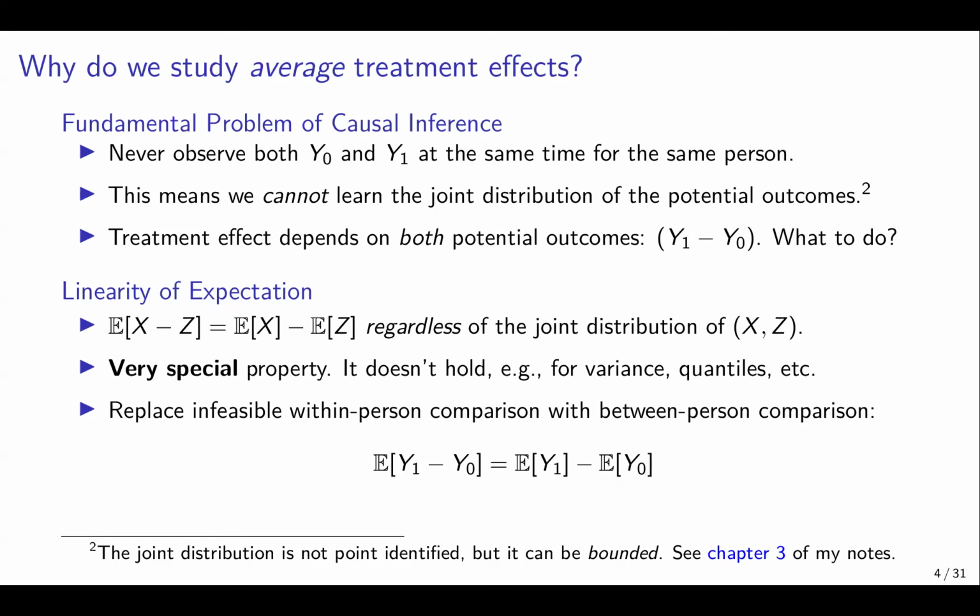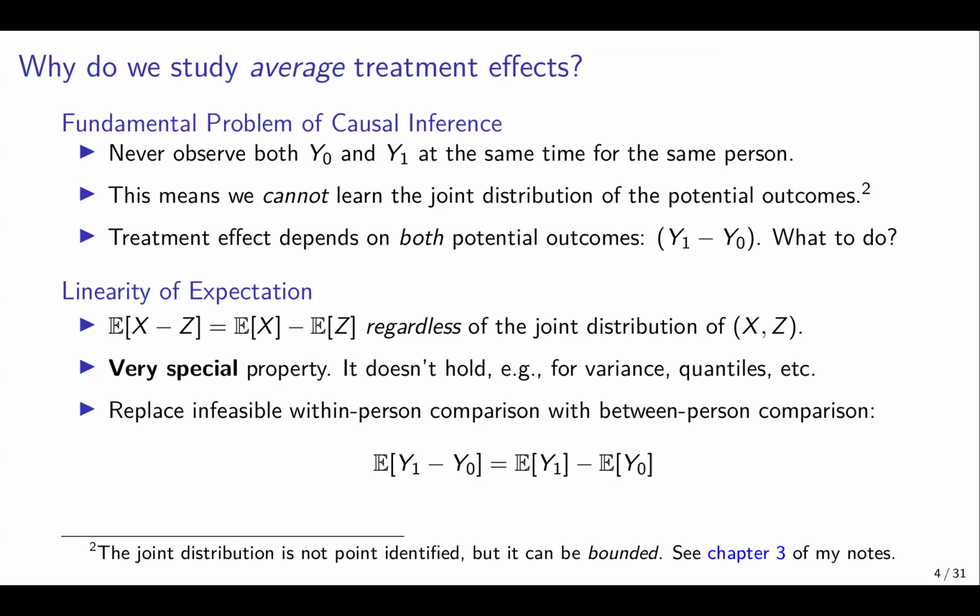Namely, we can never observe both y0 and y1 for the same person at the same time. In other words, you either go to university or you don't. So if the outcome here is your wage at age 30, well, we either observe your wage at age 30 in the world where you went to university, in which case we're observing y1, or in the world where you didn't, in which case we're observing y0. We can never observe both of those for the same person.